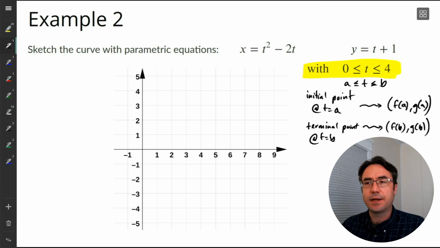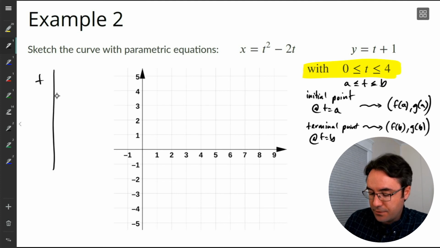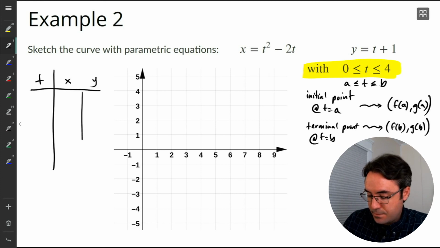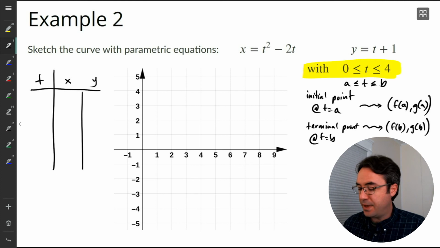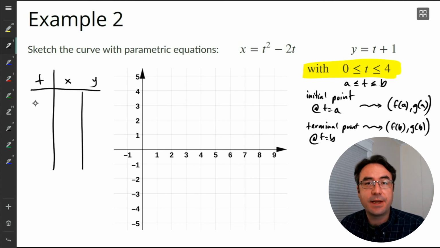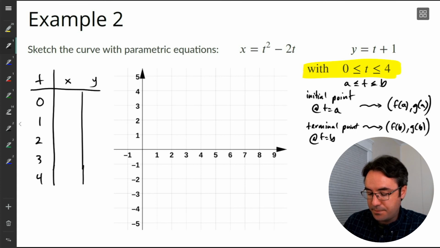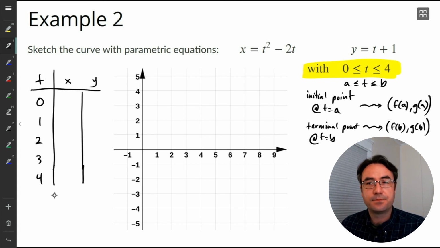So what would this look like? Well, we would go through the same process, do our chart for t and x and y. But now we're only going to use values for t that are in between 0 and 4. So before, we started with -2, then we did -1. We're going to start with 0 and then just work our way up, and then we're going to end at 4.